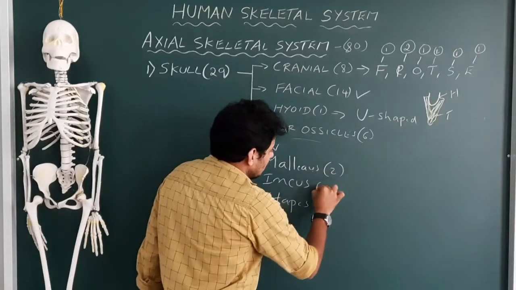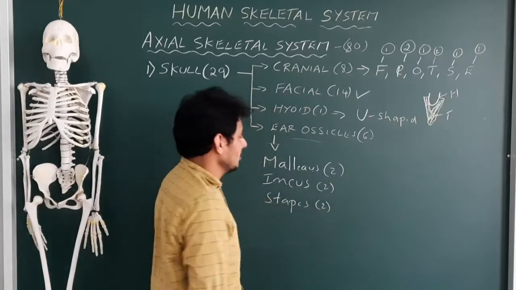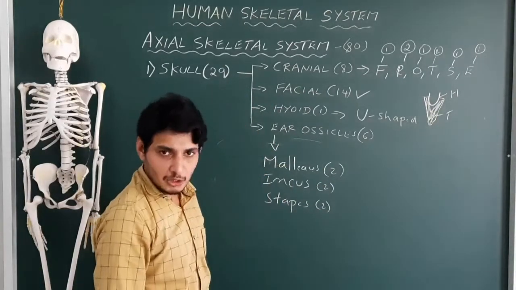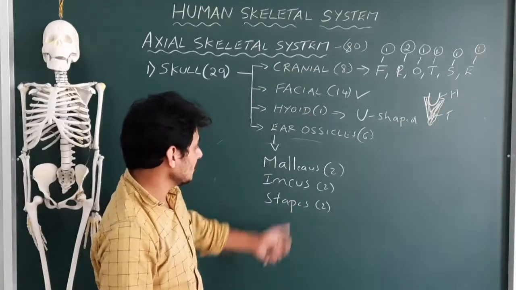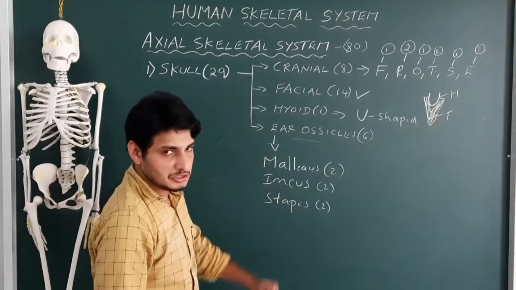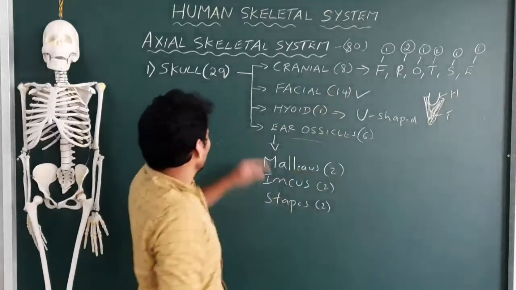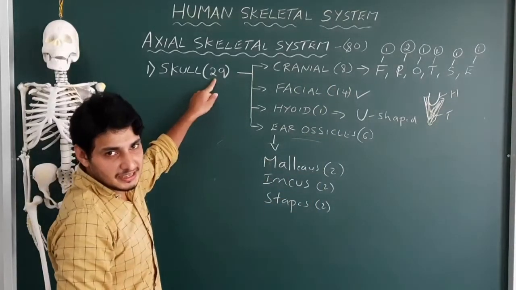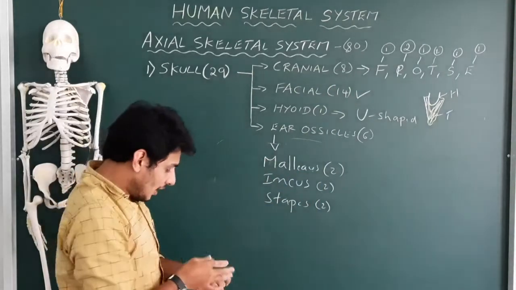So normally a pair will be there, obviously one in one ear. Okay, so we have a pair of ears, obviously malleus 2, incus 2, stapes 2, total 6. So now which makes this value, that is 29. Hope you got it. Okay, now I have to tell you one more thing.